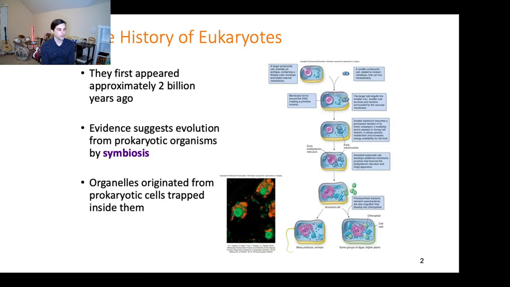So the very first eukaryotes on the planet appeared around 2 billion years ago. Life on Earth has been around for about 3.5 billion years in the form of prokaryotes, probably a little longer than that. And then our very first eukaryote showed up about 2 billion years ago. The origin of eukaryotes is very cool. The theory behind this is called the theory of endosymbiosis.